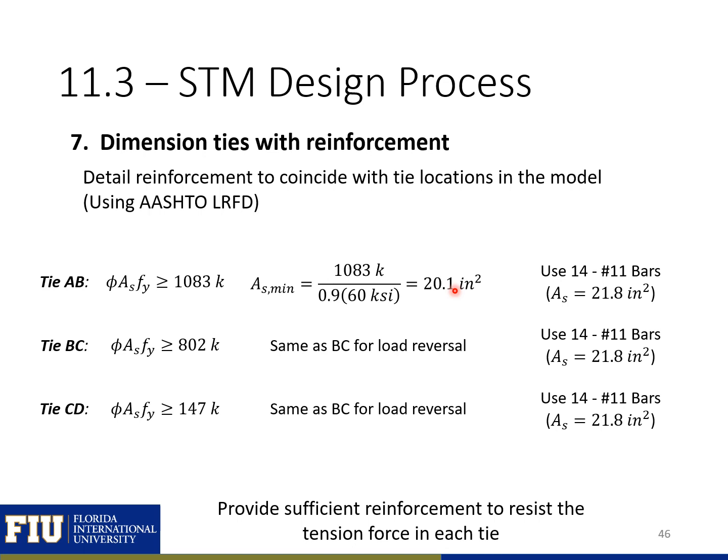Then we can determine the number of bars that we want to use. So for this design, I'm going to use 14 number 11 bars. And because there can be a load reversal, so we can have the same force in tie AB as tie CD if the truck's driving on the other side of the bridge, we're going to continue the 14 number 11 bars across the whole top of the section. This will also make it easier to construct the member.